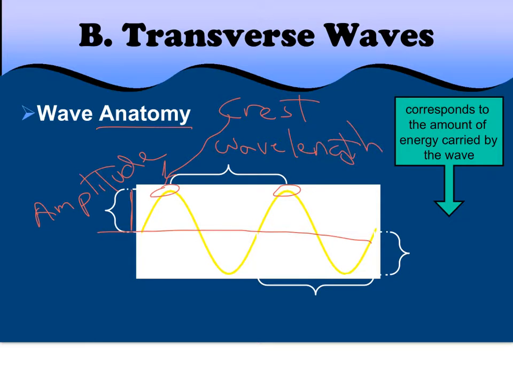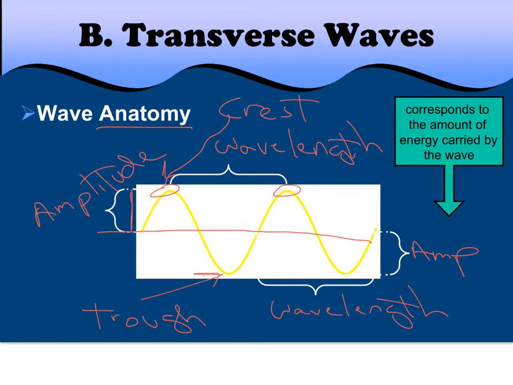And there's simply another example here of wavelength. You can do the top of the wave or the bottom of the wave. And the bottom of the wave is called the trough. The amplitude is also correspondent to the actual amount of energy the wave has. And so the higher the amplitude, if the amplitude went further down or further up, we would know that the wave has more energy.